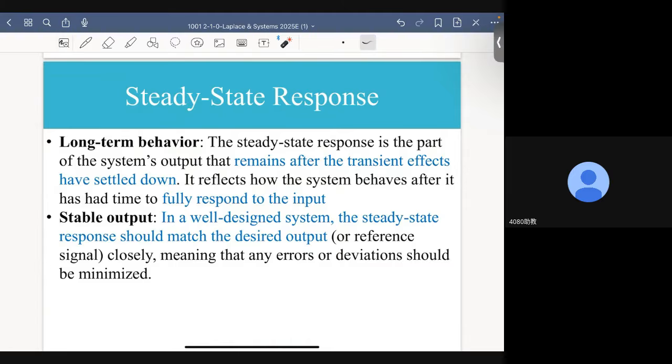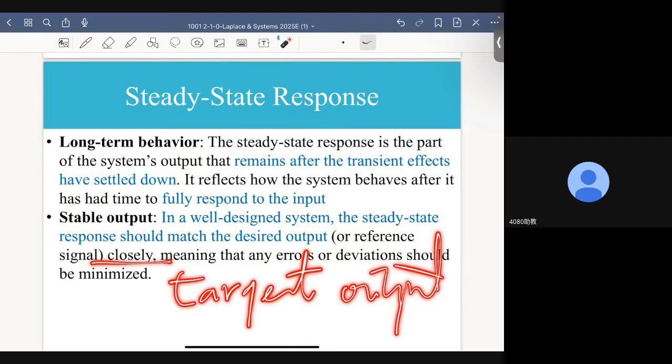Okay, so steady state response is the overall result of the input, because the system needs an amount of time to fully respond to the impacts of the input. Now, stable output, the second remark is related to stable output. In a well-designed system, the steady state response should match a desired output, okay, or reference signal, or let's say target output.